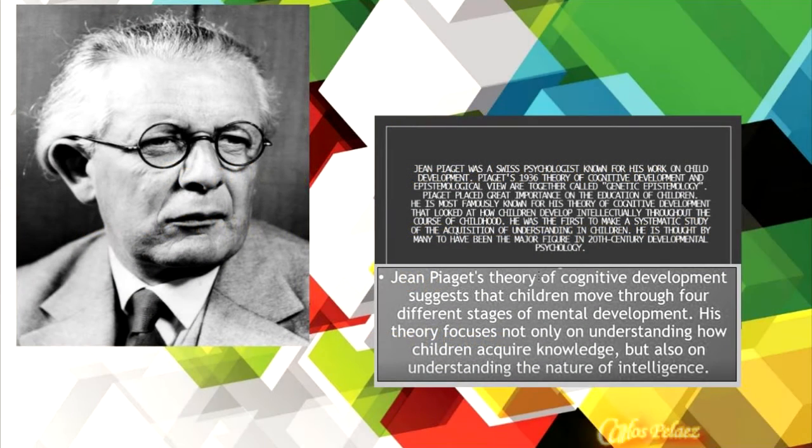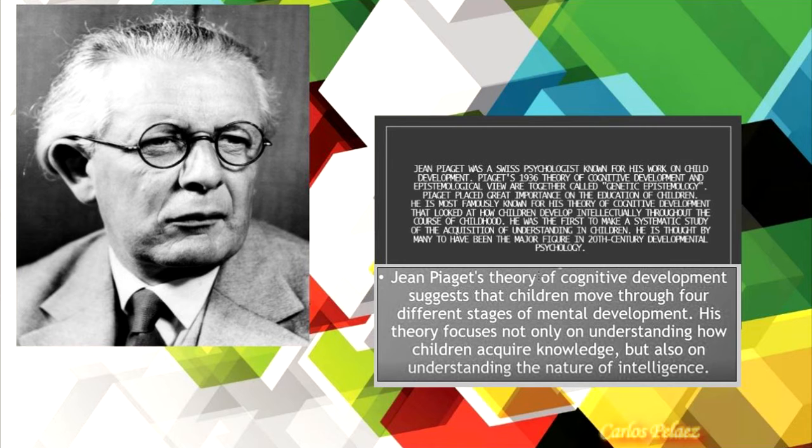Jean Piaget was a Swiss psychologist known for his work on child development. Piaget's 1936 theory of cognitive development and epistemological view are together called genetic epistemology. Piaget placed great importance on the education of children.